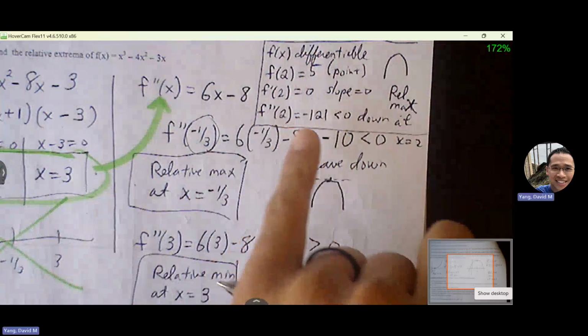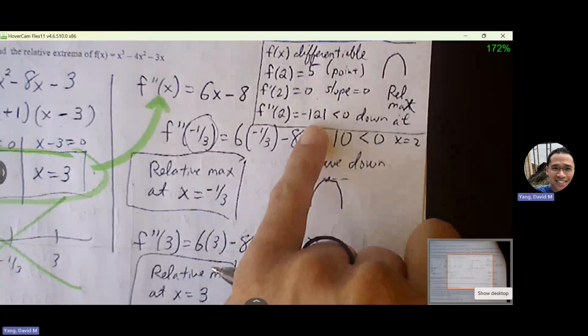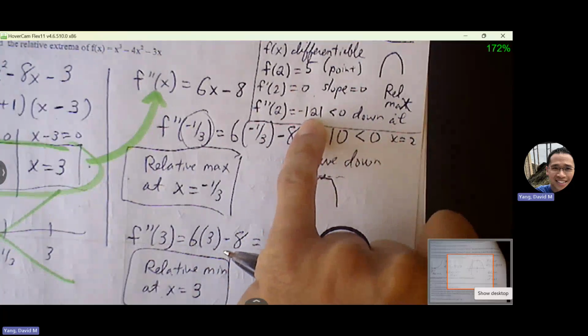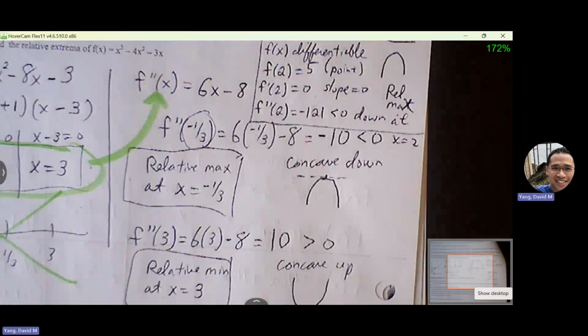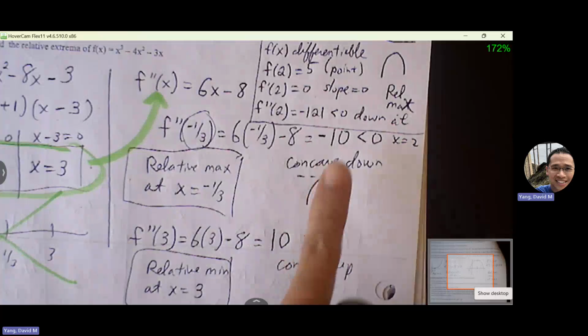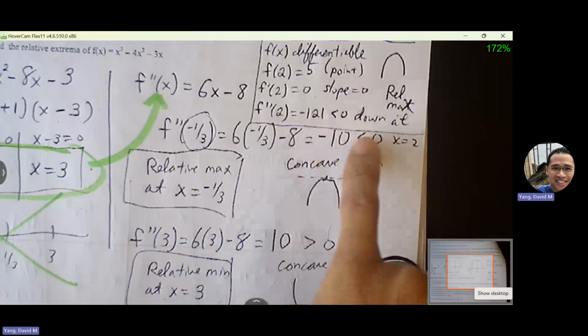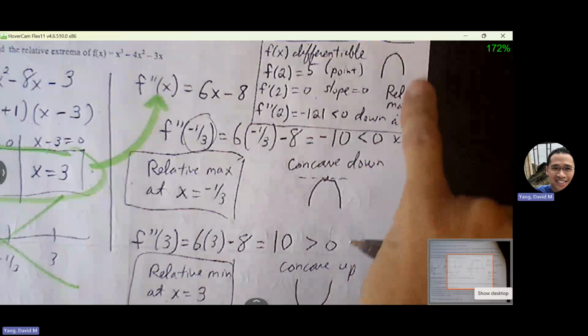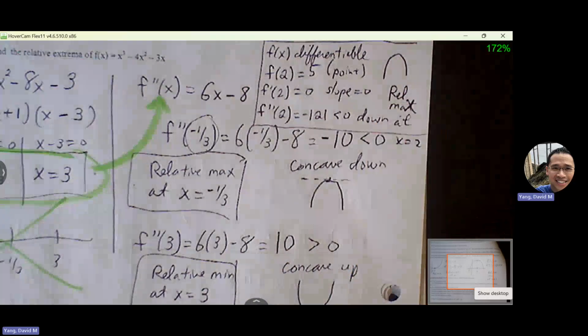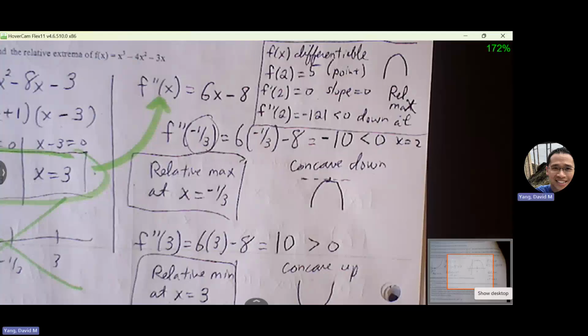So we're going to practice a bit more, but I just want to show that a lot of students see that -121 and they want to think something that is low and they want to say min. But we have to connect this number with just negative, and negative means concave down, and concave down looks like this. I must be looking at a relative max.